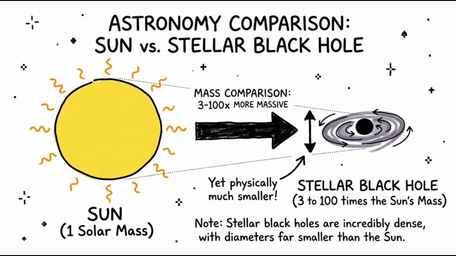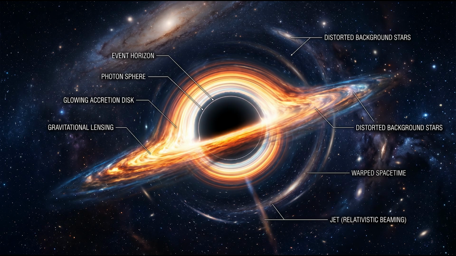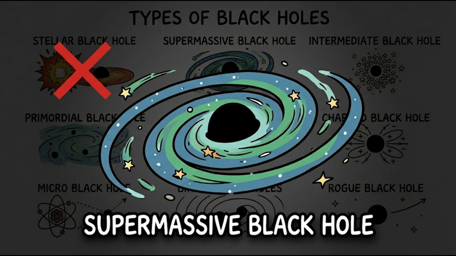Huge, but actually the smallest type of black hole we'll talk about today. Many stellar black holes hide inside binary star systems. They slowly pull gas away from a nearby star, which spirals down into the black hole. This is what scientists think that process actually looks like: a swirling disk of superheated gas right before it disappears forever.